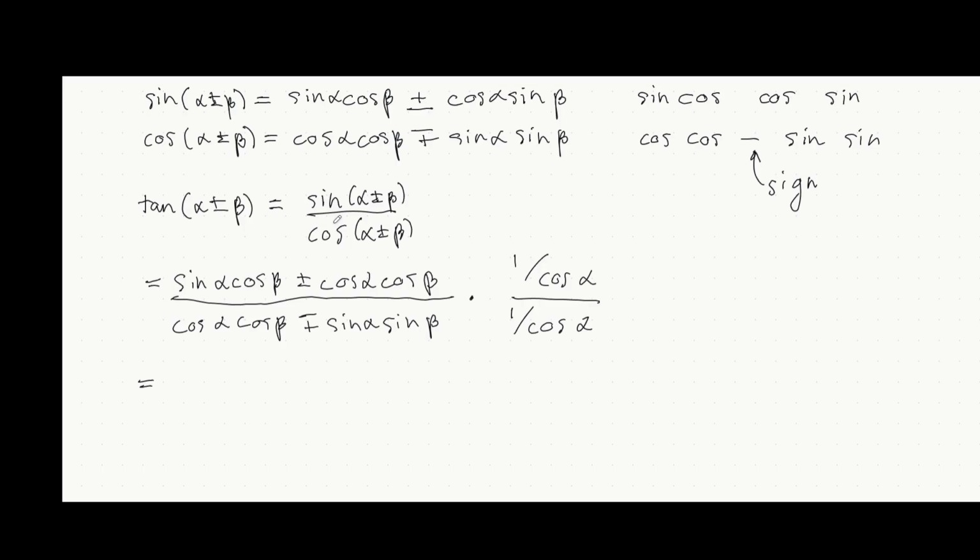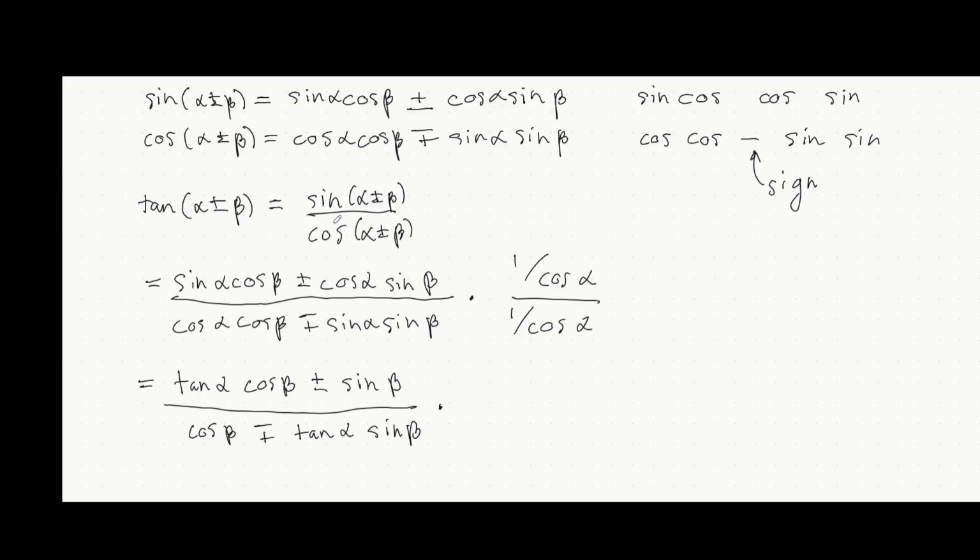When we divide the first term by cosine alpha, we get tangent alpha here. For the second term, that gets rid of the cosine alpha. And on the bottom, dividing through by cosine alpha, for the first term, that gets rid of the cosine alpha. And for the second term, the sine alpha gets divided by cosine alpha, so we have tangent alpha. Yep, those should be sine beta.